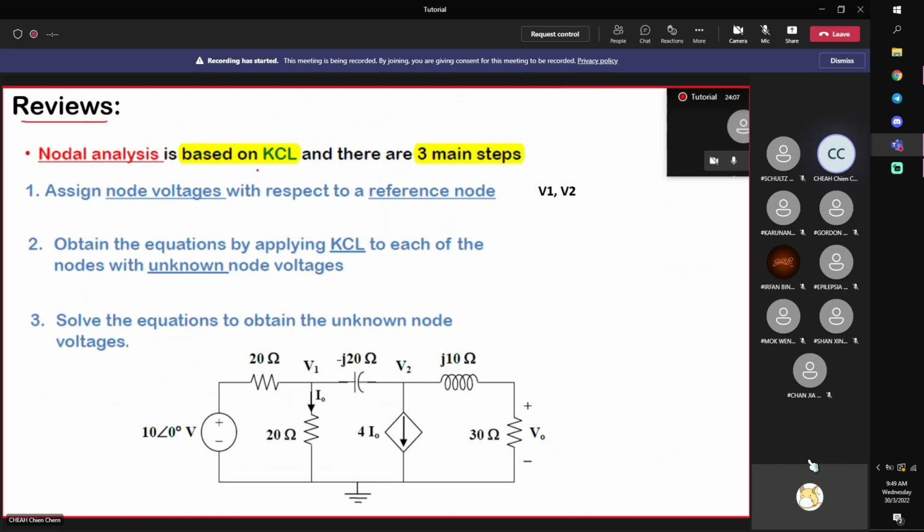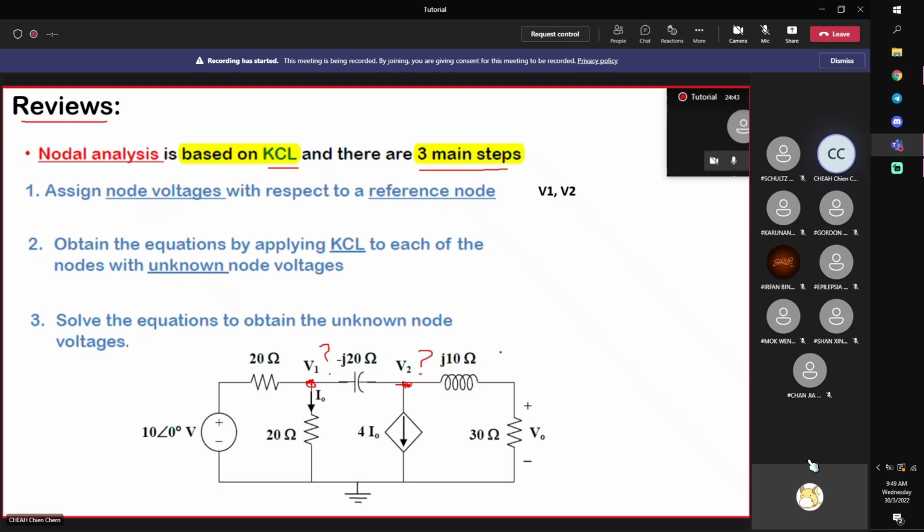Nodal analysis is based on Kirchhoff current law, only 3 steps. First, you assign node voltages, V1, V2. So these are the unknowns. Circuit analysis is actually about solving for the unknowns, and you check how many variables there are in your equations. If there's only one variable, you can solve it directly. If there are 2 unknowns, you need 2 equations. If there are 3 unknowns, you need 3 equations. 4 unknowns, you need 4 equations. Right? And how to solve these equations?